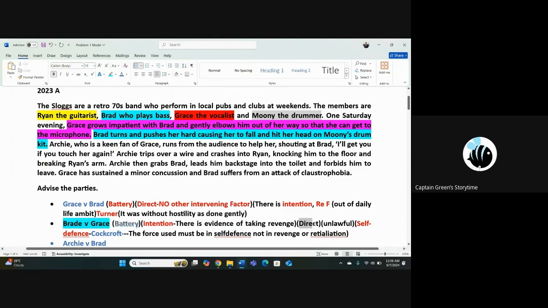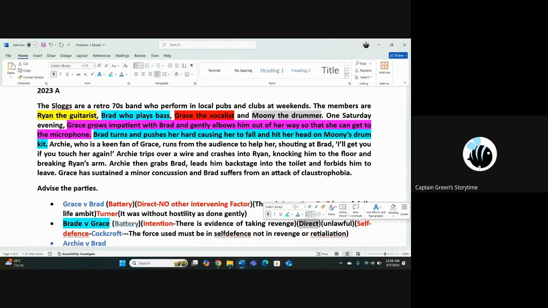Then coming towards the direct element, you state that there is no intervening factor being involved in these two actions. There is no other person involved, or no other action involved between Brad and Grace, as Brad pushed Grace and there is no other factor involved. Thus, it is direct and the second element is proved.